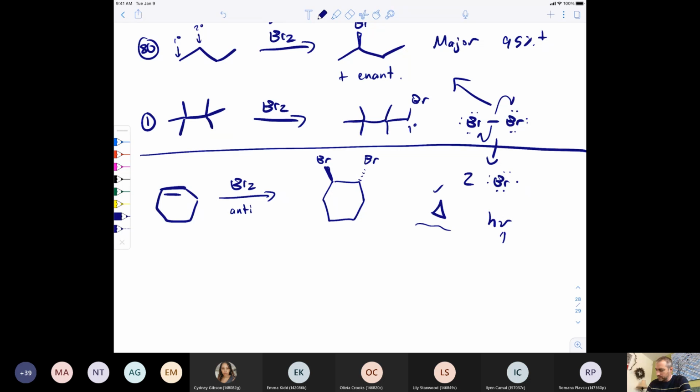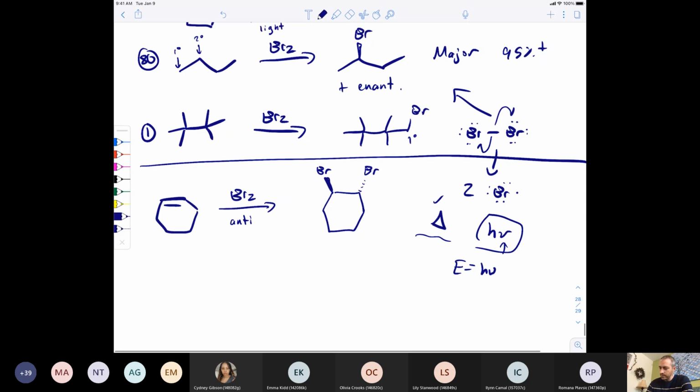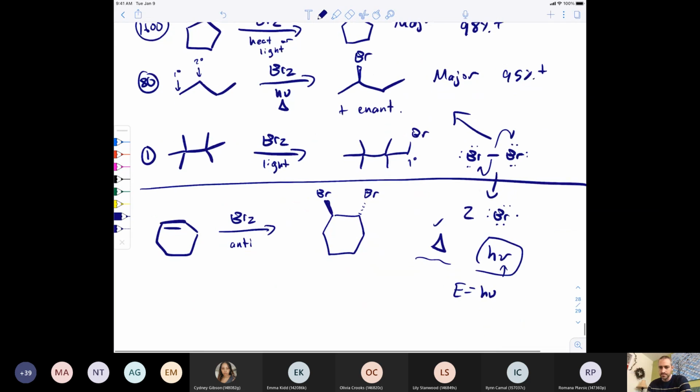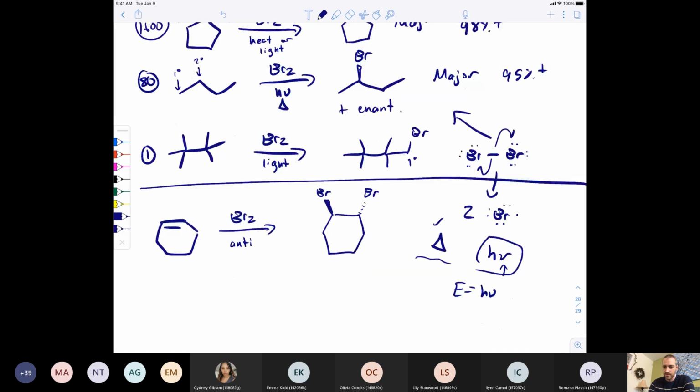H nu is a Greek symbol. It's the Greek version of n, and this comes from where the energy of a photon is equal to Planck's constant times the frequency in seconds to the -1. So if you see these conditions with h nu or light or heat actually written in there, that's necessary to do this radical halogenation reaction. We don't really need that in this case.